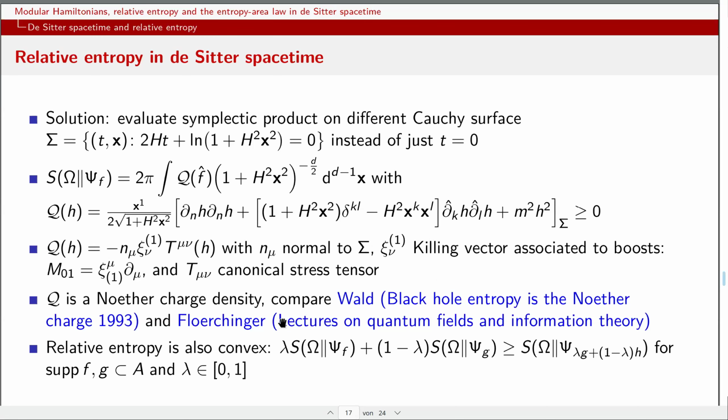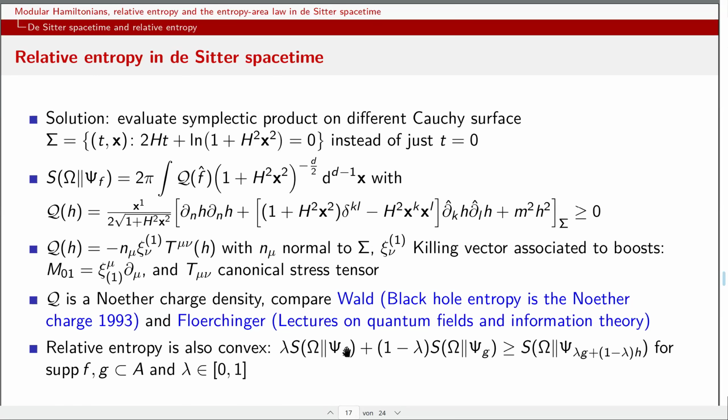Also, in a more general context, if you are interested, there are very nice lecture notes by Floerchinger. We also checked that the relative entropy in this way satisfies some other nice properties that it should. For example, it's convex. If you take a linear combination of relative entropies for two different coherent excitations, the sum of these is always bigger than the relative entropy that would correspond to the sum of these excitations.